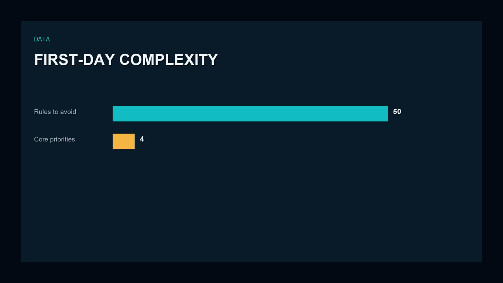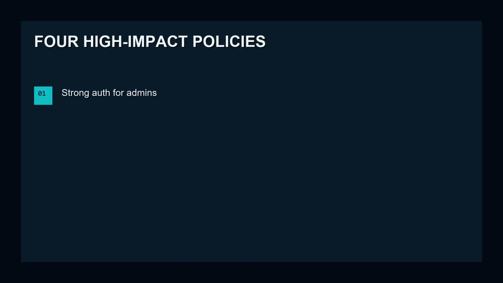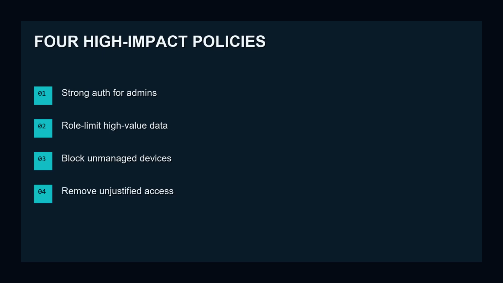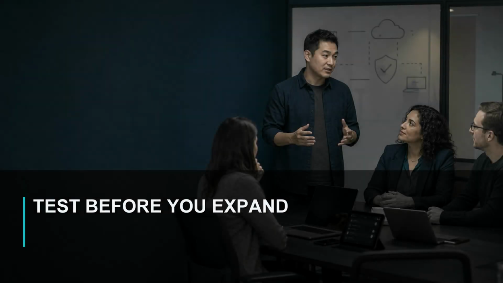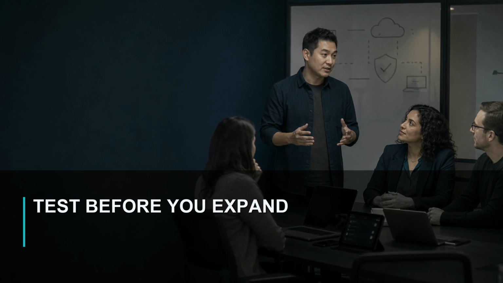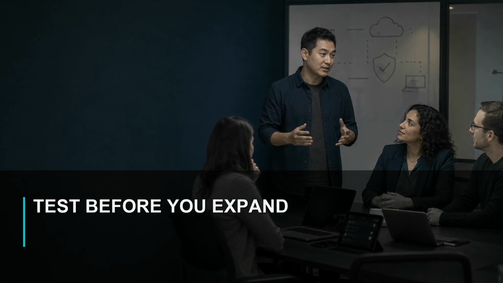Restrict high value data to appropriate roles. Block unmanaged hardware from sensitive applications. Remove access that nobody can justify. Test each rule with a small group before expanding it, because a security policy that locks out the entire team will be disabled quickly. Keep the rules understandable. If nobody can explain why a policy exists, nobody will maintain it.